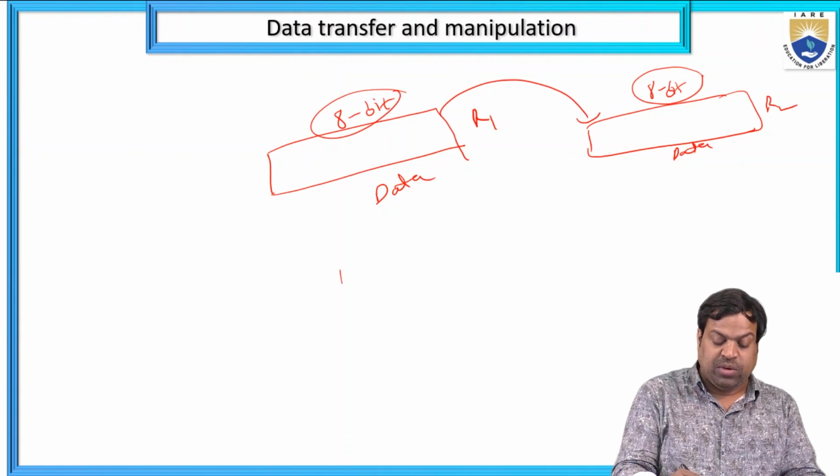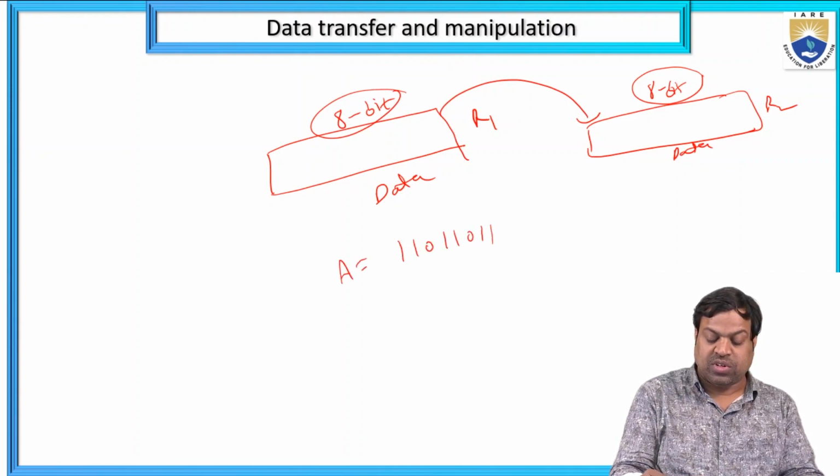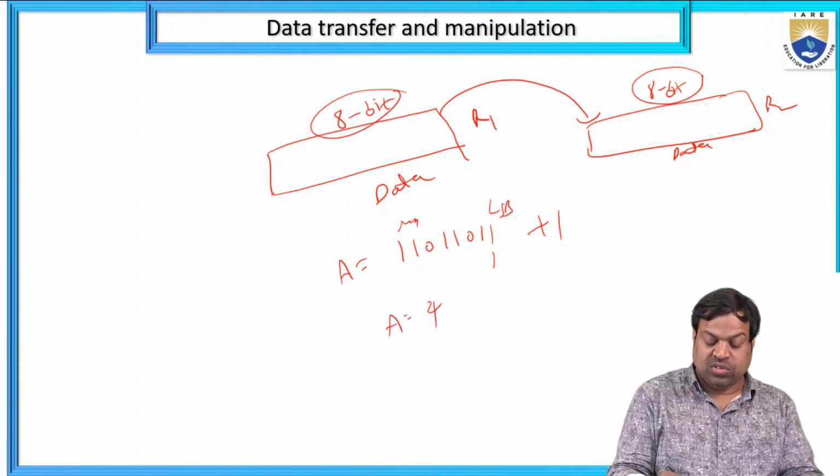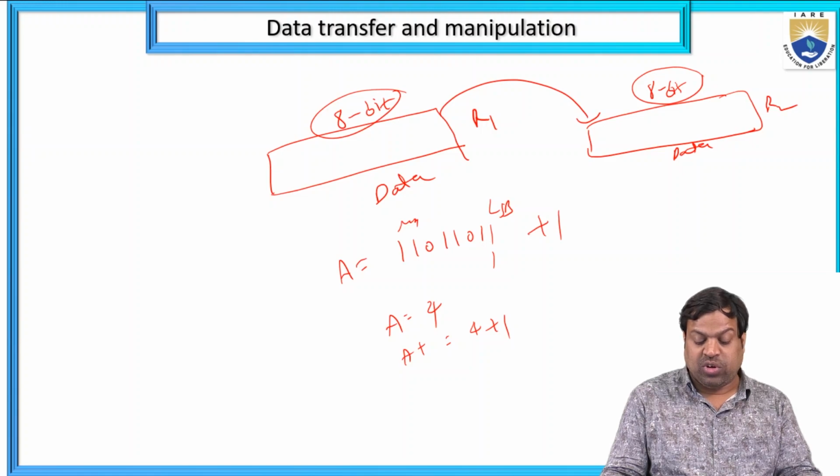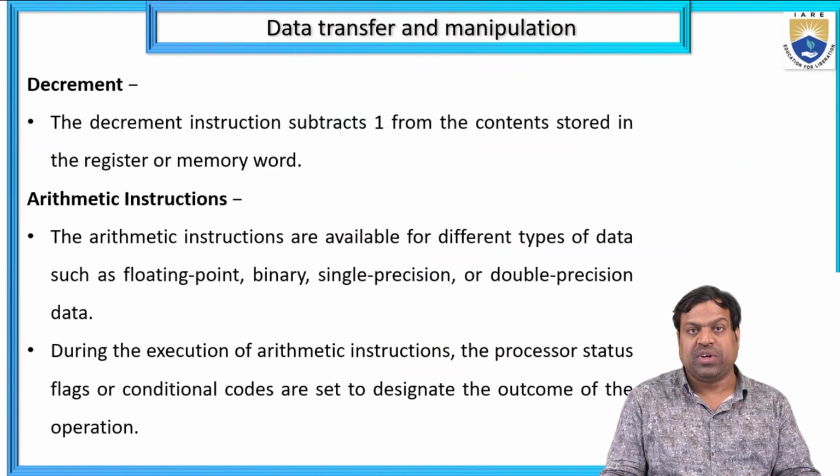So suppose I am giving the input 110, 11. We have to add plus 1 for that one. So we have to add plus 1 at the LSB side. Otherwise, if I am giving A equal to 4, so increment means a plus, that is 4 plus 1. So this one I am going for as an arithmetic or increment value.